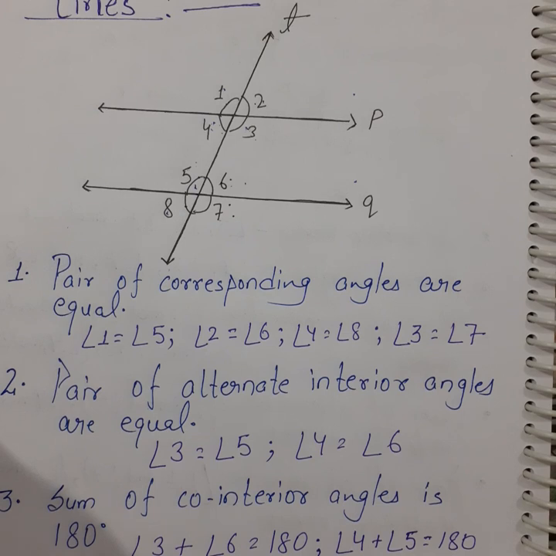After that we learned about the angles formed when a transversal cuts two lines, and the relationship between the angles when a transversal cuts two parallel lines. So, the relations are pair of corresponding angles are equal, pair of alternate interior angles are equal, sum of co-interior angles is 180 degrees. That's all for this video. In the next video, we discuss how we solve problems based on a transversal and parallel lines.